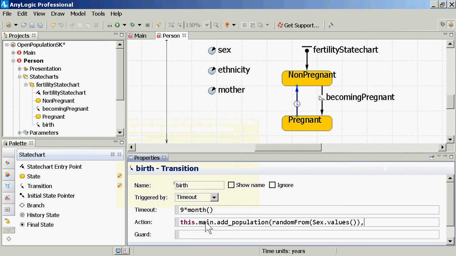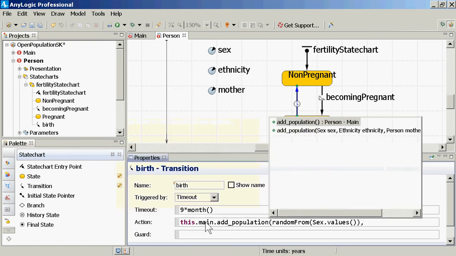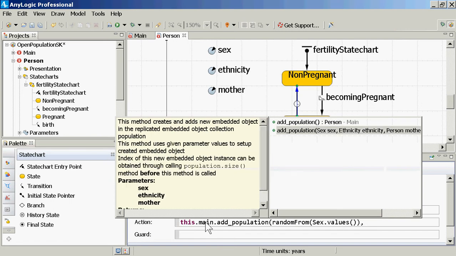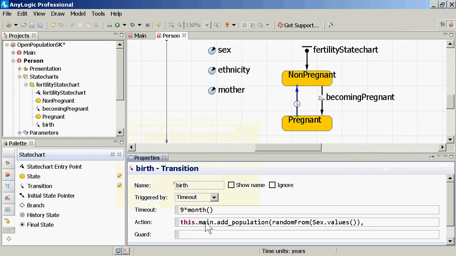Okay, next, for the add population, it's going to have us list the ethnicity. So what ethnicity is this baby going to be? We'll make it the same as the ethnicity of the mother. So this dot ethnicity, my current ethnicity. You could just say ethnicity, that would also be my ethnicity, the ethnicity of the mother, okay?